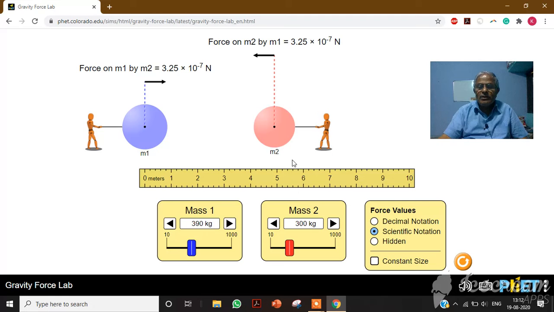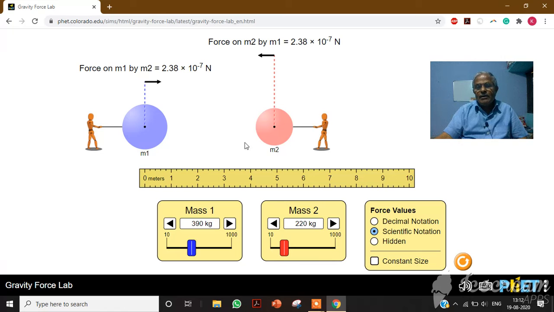Again, you observe, you may decrease the masses. We are decreasing mass 2. You observe the value, first it is 3.25 × 10^-7 newtons. We are decreasing from 300 kgs to 220 kgs. It is now decreased to 2.38 × 10^-7 newtons. So, what happened when we decreased the mass? The force of attraction also decreased.